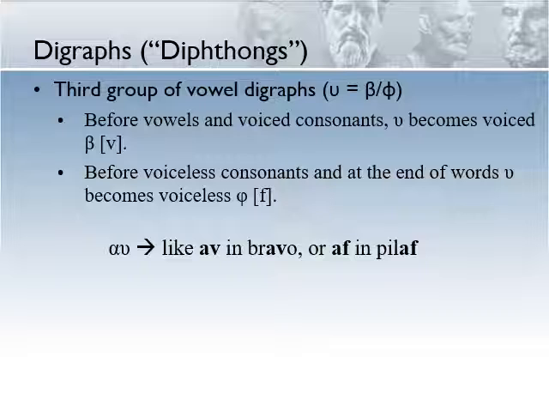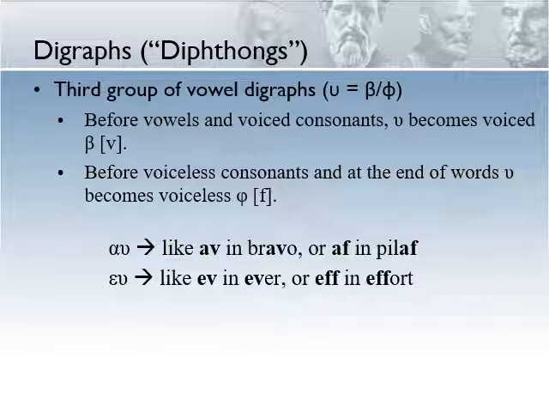Alpha epsilon will be pronounced "of," like in bravo. That's if it comes before a voiced consonant. If it comes before a voiceless consonant, it will be pronounced like "af," like in the word pilaf. So alpha epsilon will be either "of" or "af."